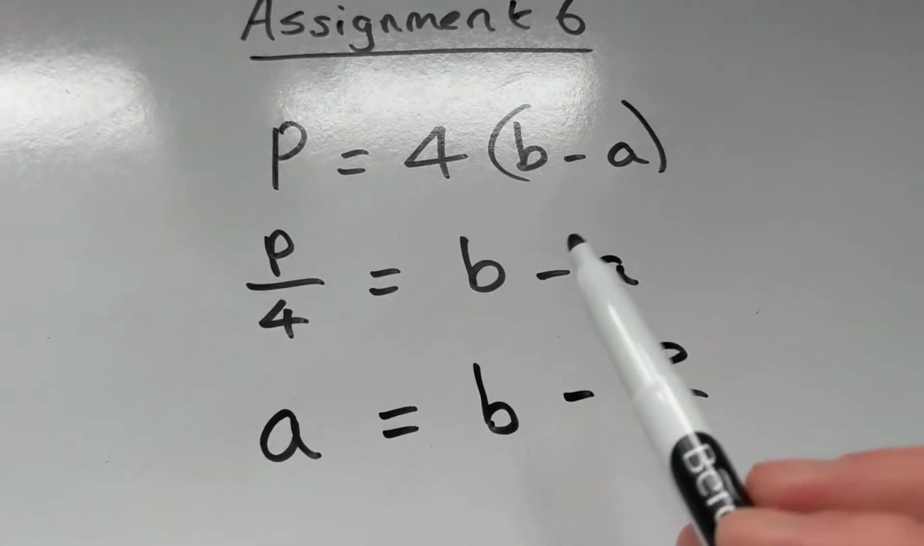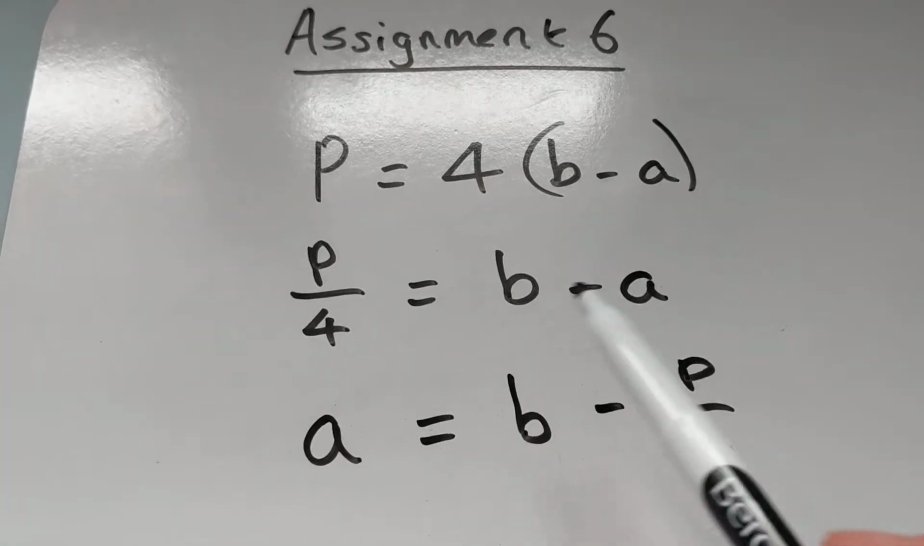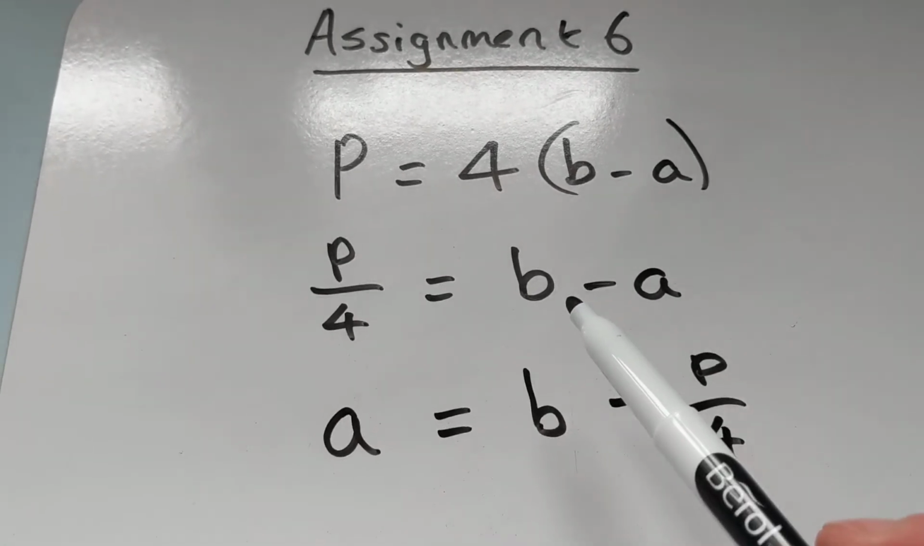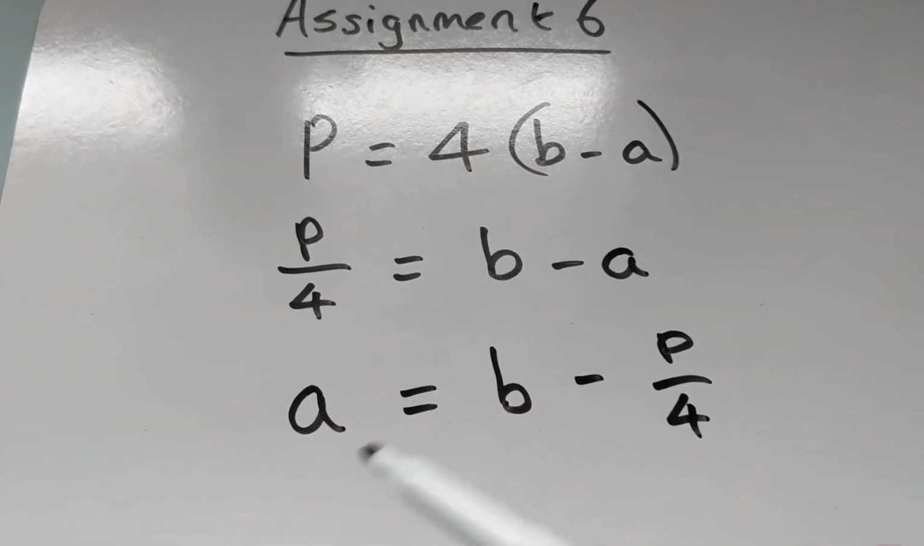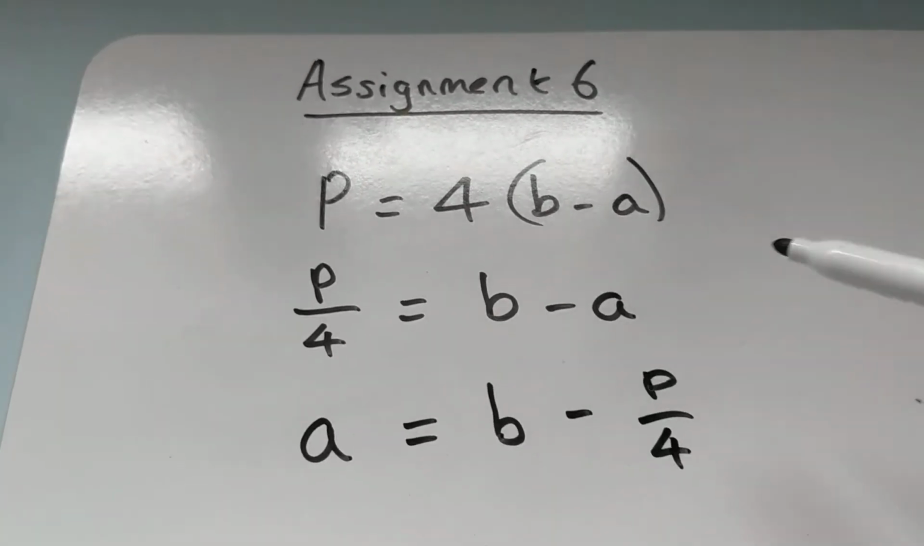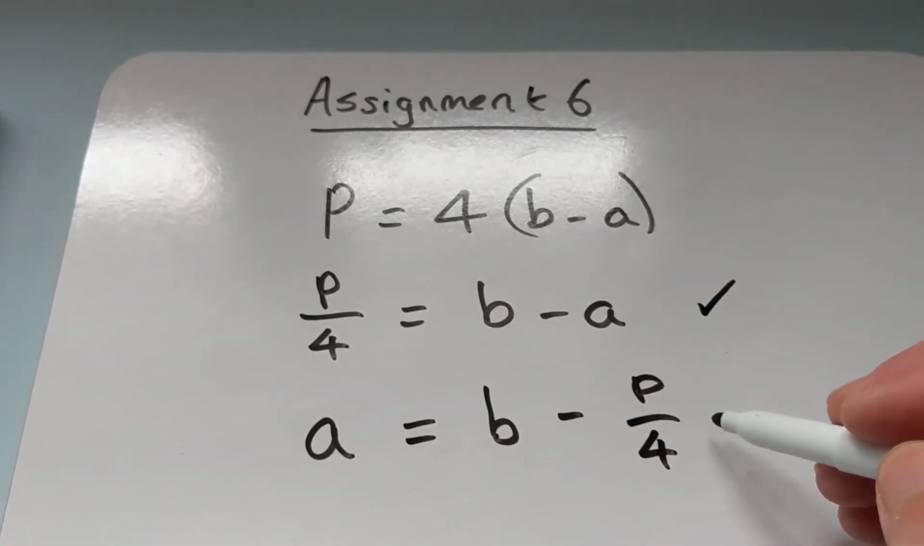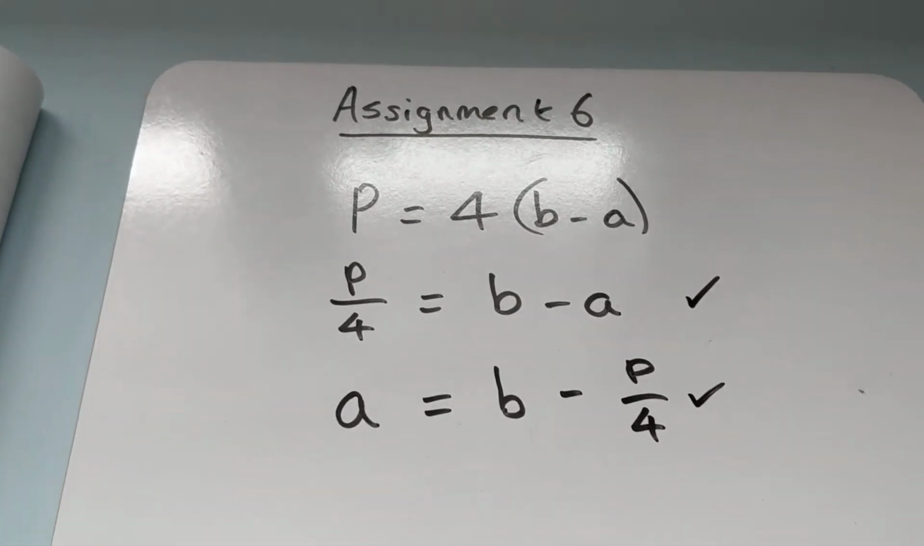So the alternative method there would be to move the b, so you'd have p over 4 take away b equals minus a, and then you'd have to switch the signs, everything, but you'd end up with the same answer. So in this question, you get 1 mark for dividing by the 4, and then you get 1 mark for sorting it out. So it's only worth 2 marks, this question.